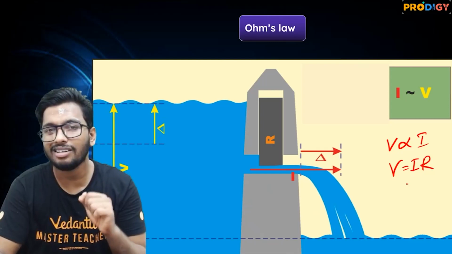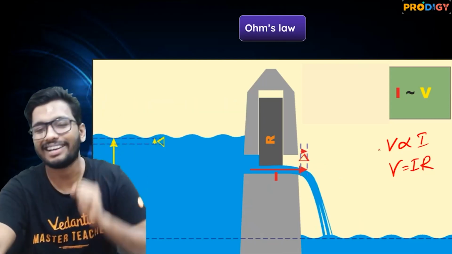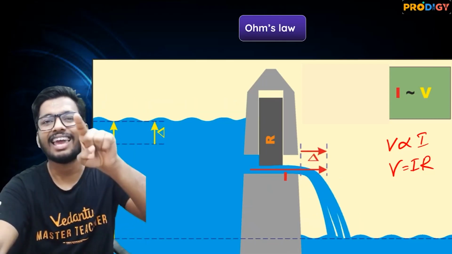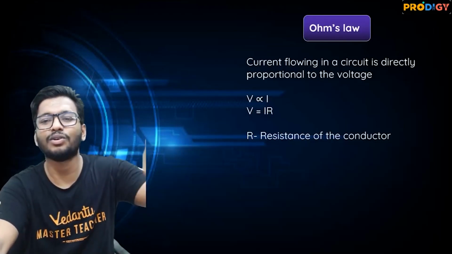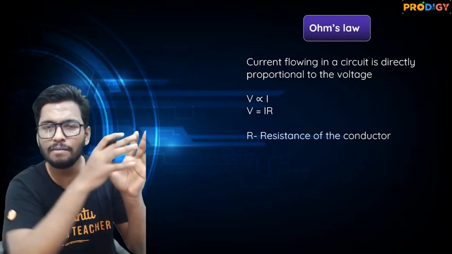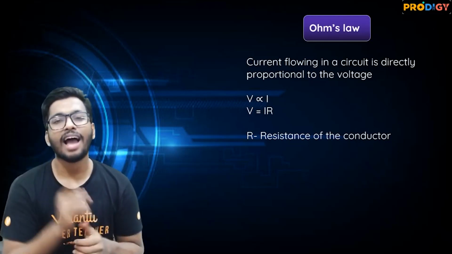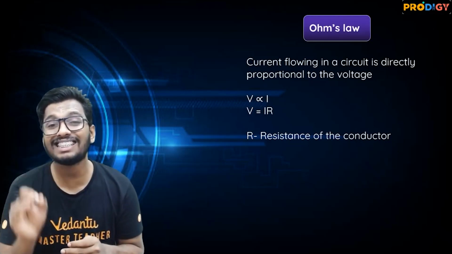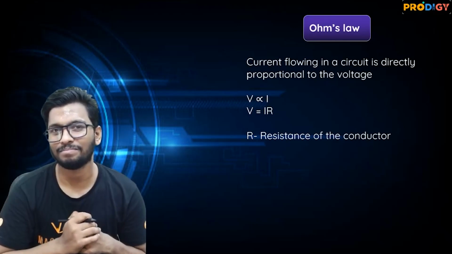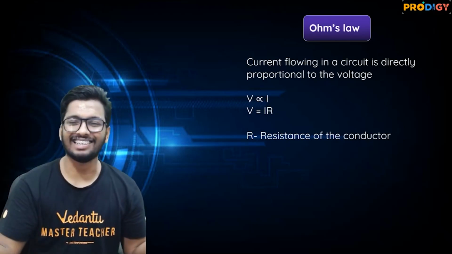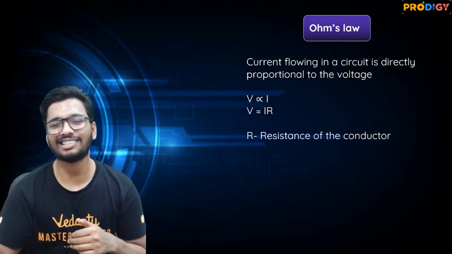And what is R here? R is nothing but my resistance. And this is introduced in order to remove the proportionality sign. So in place of that proportionality sign, I'm introducing this constant called R. And R is nothing but the resistance of a conductor. So ideally, the next question is, sir, what is resistance?